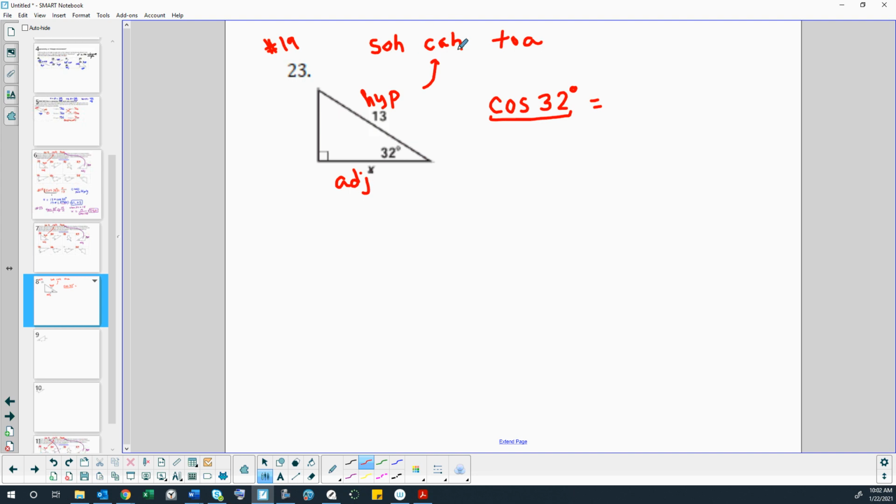So cosine is represented by adjacent over hypotenuse. Our adjacent side is labeled with an x. I'm just going to write x over the 13, which is the hypotenuse. So here I have written down the cosine of the angle is equal to the adjacent side over the hypotenuse. I'm just using that definition for cosine. That makes sense? Now we solve the problem.